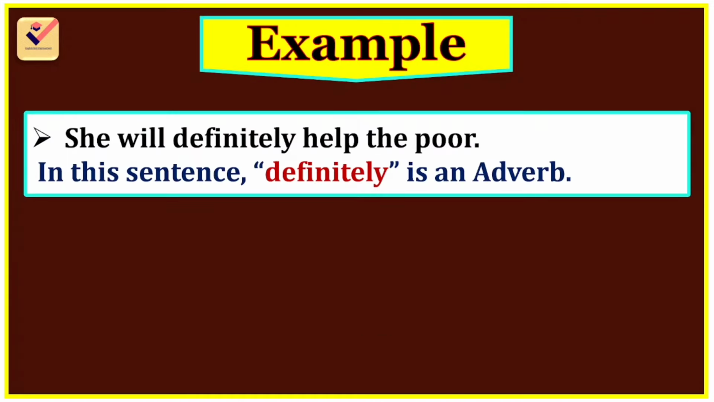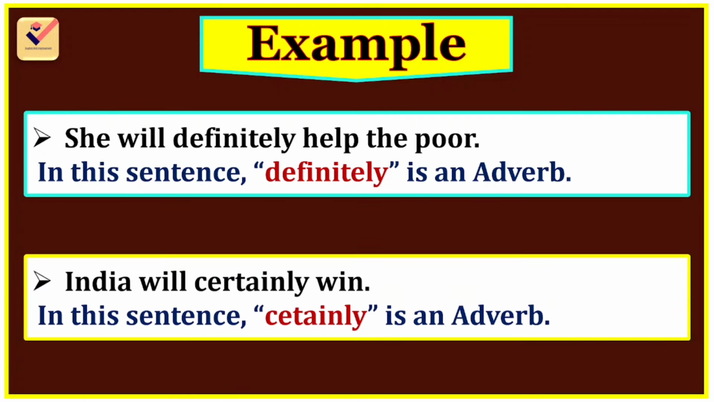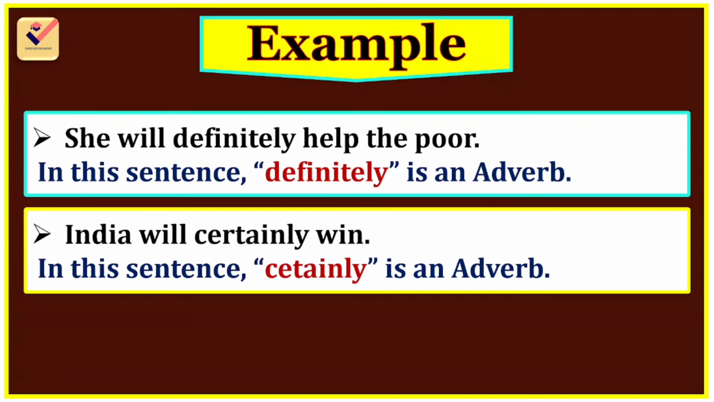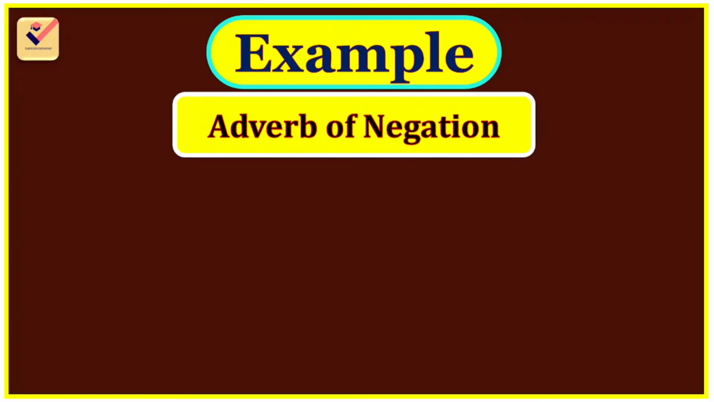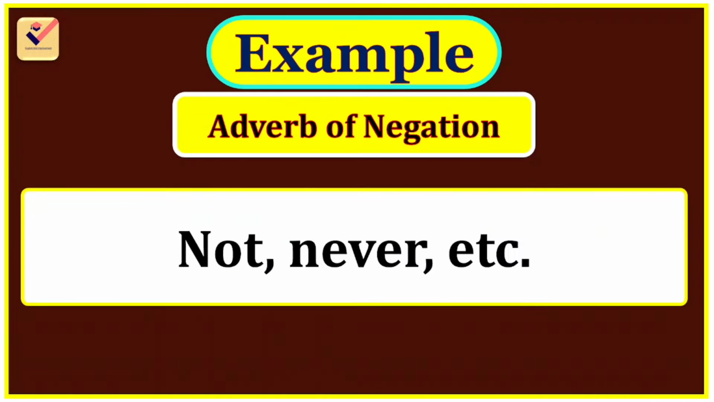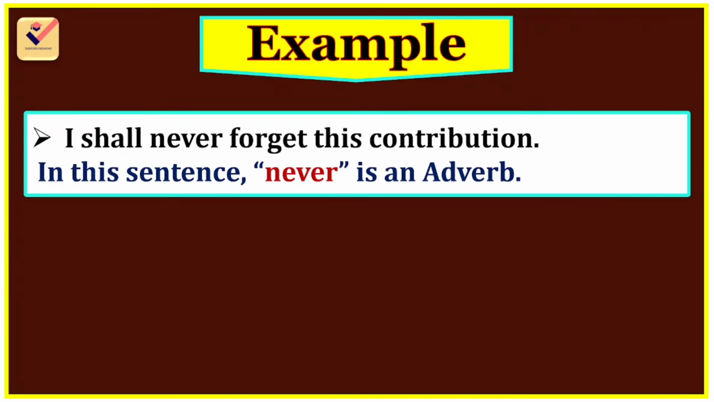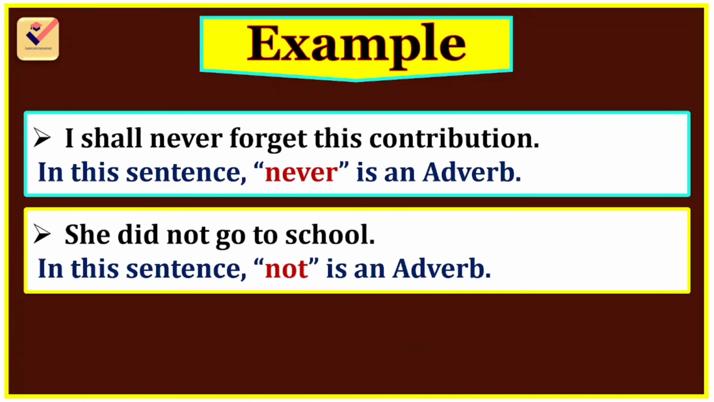She will definitely help the poor. In this sentence, definitely is an adverb. India will certainly win. In this sentence, certainly is an adverb. Examples of adverb of negation: not, never, etc. I shall never forget this contribution. In this sentence, never is an adverb. She did not go to school. In this sentence, not is an adverb.